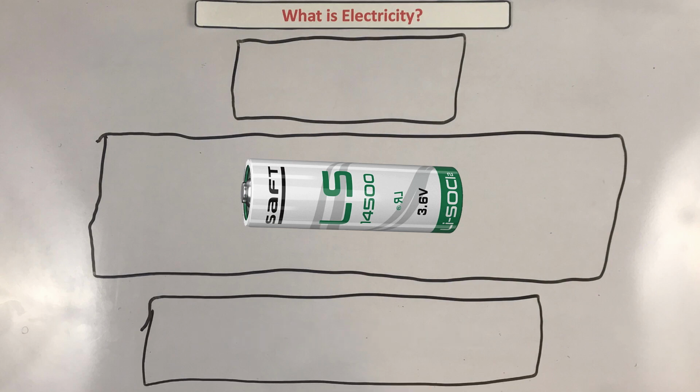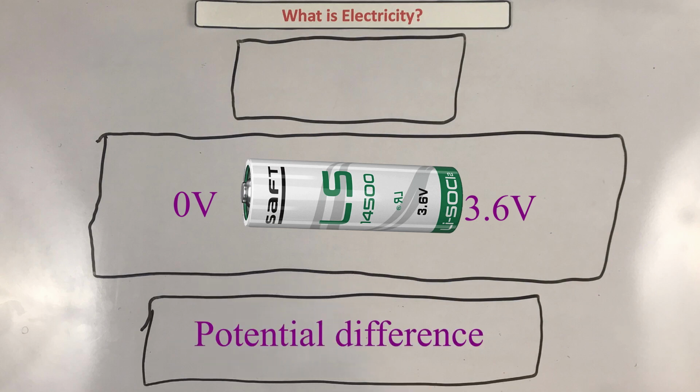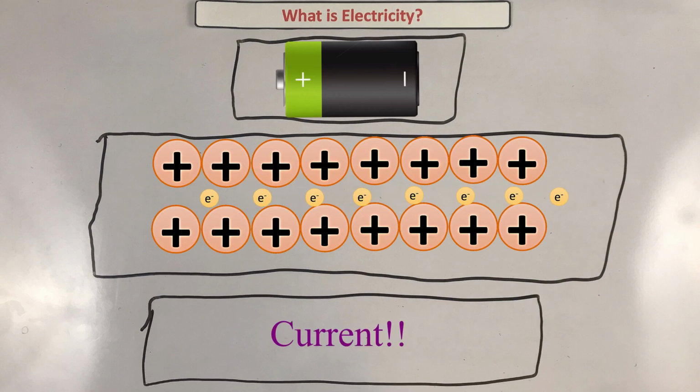One end of the battery has a high electrical potential and the other side has a low electrical potential. Since we have a difference in electrical potential, we say that we have a potential difference. The electrons are dying to move from the high potential to the low potential. All they need to do this is a path, and conductors like metals provide a path for them.